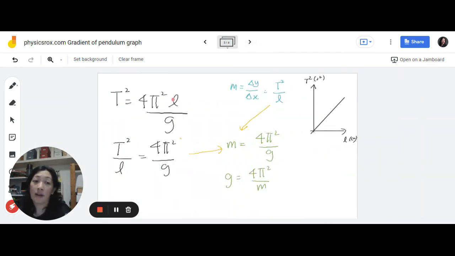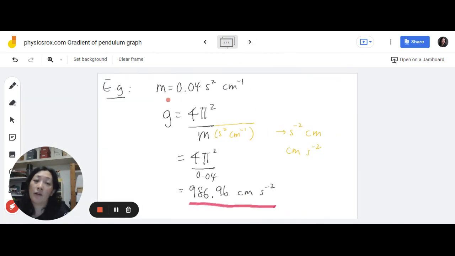Based on the gradient that has been obtained, we need to relate it to this equation. We look at the graph and see that the gradient is actually T squared over L. Then we rewrite this equation, making the subject T squared over L, and combine the two so that you get M equals 4 pi squared over G. Rewrite so that G equals 4 pi squared over M, then substitute the value of M in, and ta-da, you get the value of G based on your experiment. And that's it. Easy, right? Okay, it's not that easy, but I hope you understand what we have covered so far.